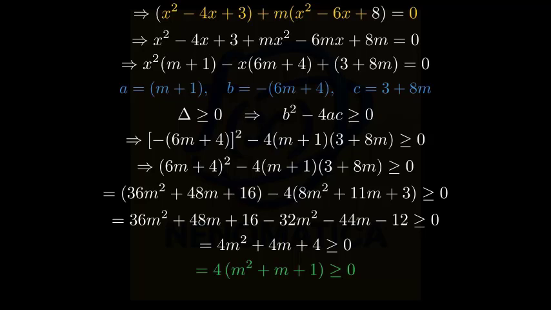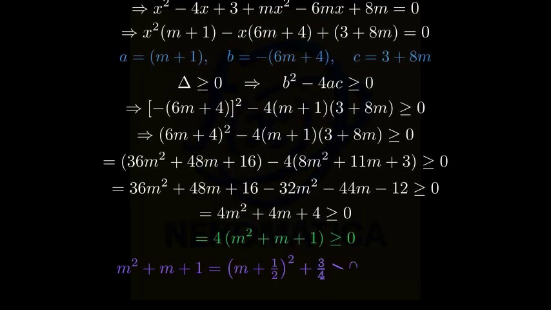The product 4 times (m + 1) times (3 + 8m) simplifies to 4 times (8m² + 11m + 3). Subtract and combine like terms to get 4m² + 4m + 4, which equals 4 times (m² + m + 1).